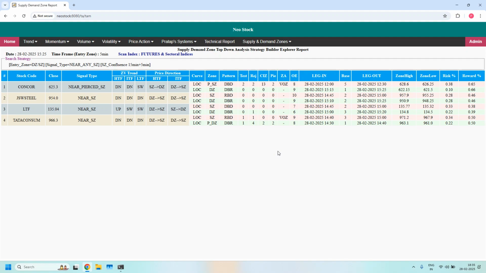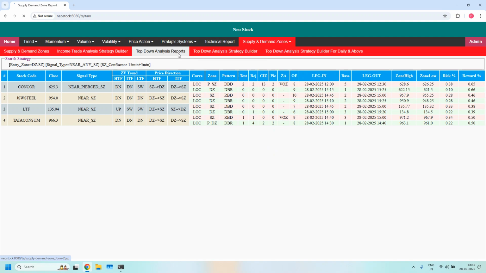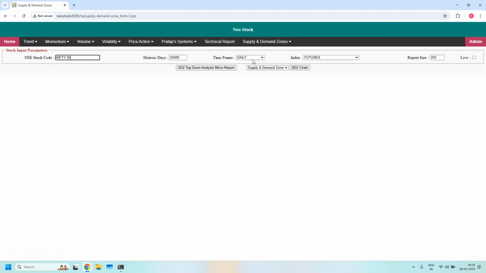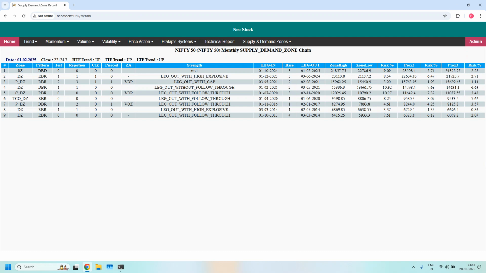Next, we will generate a NIFTY and BANKNIFTY supply demand zone chain. Let me start with NIFTY. Generating monthly supply demand zone chain for NIFTY. This is the monthly supply demand zone chain for NIFTY. Always look into the zone column to find the high liquidity zones. Look into the pierced column to find the pierced zones. And look into the LTF trend to find the trend of the current time frame you have selected. So this is the way you can understand the remaining supply demand zone chain reports. Okay, next.